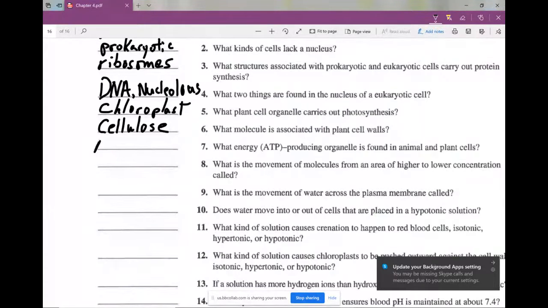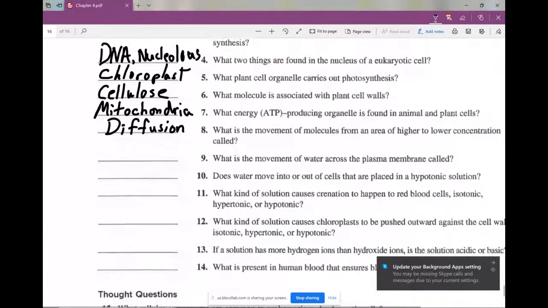Okay, so that would be the mitochondria. What is the movement of molecules from an area of higher to lower concentration called? Diffusion. I hope that I eliminated any confusion about the diffusion that you may have.